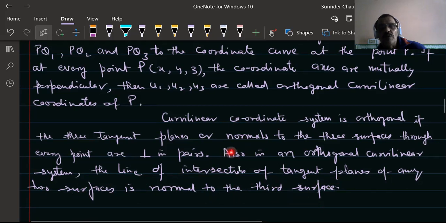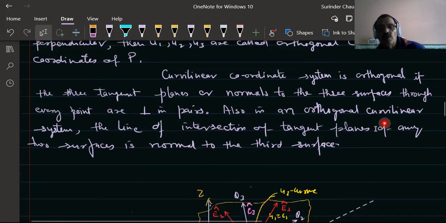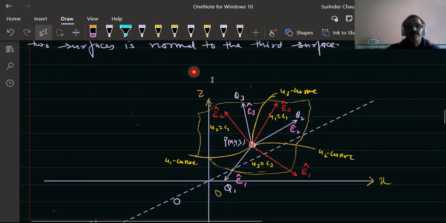So then we will say that the curvilinear curves are orthogonal. Let us see the diagram. Now this surface is from P. This surface is U3 equals to this surface, and this surface is U2 equal to this surface, and this surface is U1 equals to this surface.